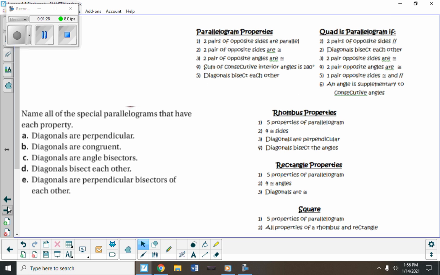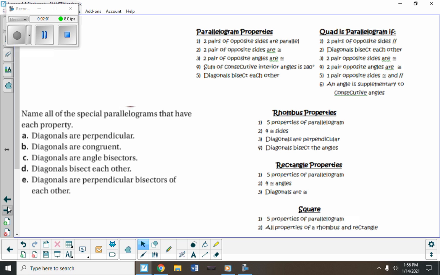All right, now these are the properties on the right side of parallelograms and rhombuses and rectangles and squares. And this is something that you want to know, okay? You want to know all of these. So the properties of a parallelogram. Two pairs of opposite sides are parallel. Two pairs of opposite sides are congruent. Two pairs of opposite angles are congruent. Consecutive interior angles have a sum of 180. And diagonals bisect each other. Those are true for all parallelograms.